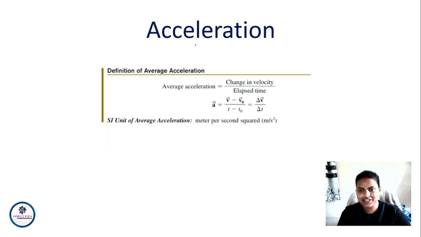Next is acceleration. So what is acceleration? Acceleration is defined as the rate of change of velocity. So acceleration is equal to change in velocity upon time, or we can represent it as acceleration is equal to delta v upon delta t. The unit for the average acceleration is meter per second squared. Now let's solve some numericals.